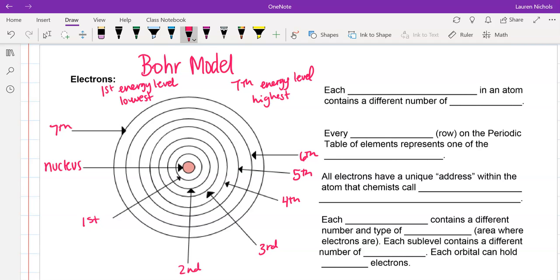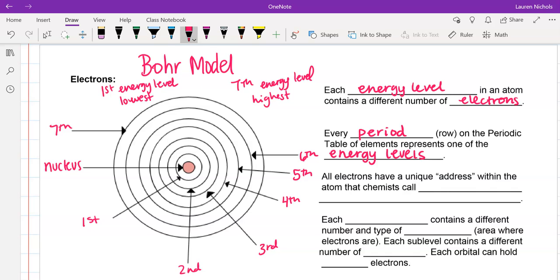And so when you're looking at this, every energy level in an atom contains a different number of electrons. This also corresponds to your periodic table, which I hope you have out in front of you. Every period or row on the periodic table represents one of the energy levels. The first row represents the first energy level, the second is the second energy level, etc.